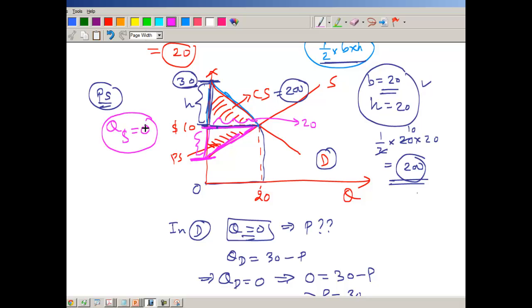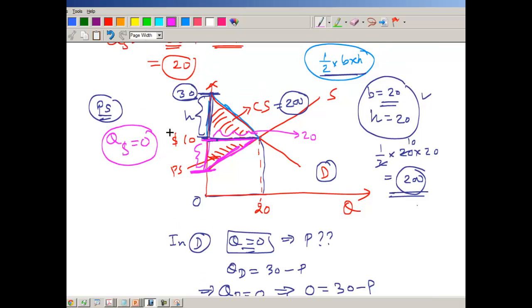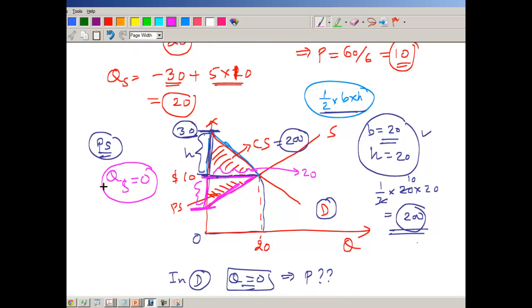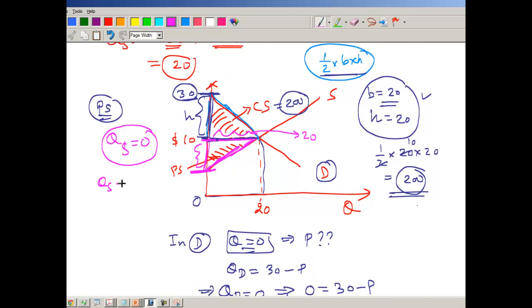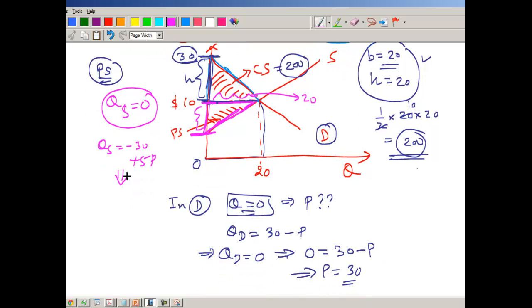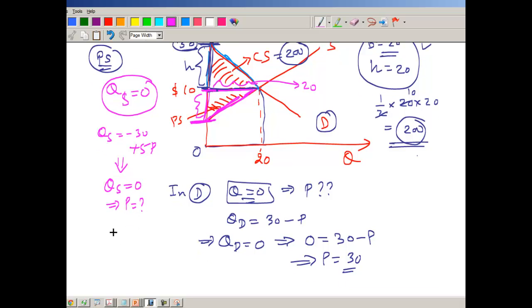So that you can get from the quantity supplied function, which is minus 30. So quantity supplied is equal to minus 30 plus 5p. So what you are saying is, I will put quantity supplied as 0. I want to know what is the price. So you can put 0 equal to minus 30 plus 5p. If you solve this, the price will become 6. That means this price is your 6. So what is this height? This height is 10 minus 6, that is 4.